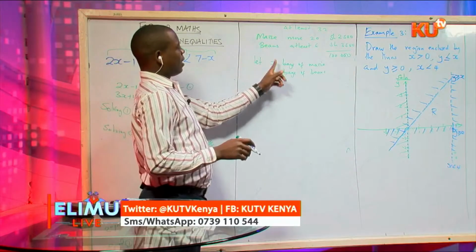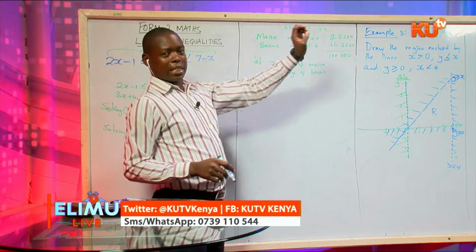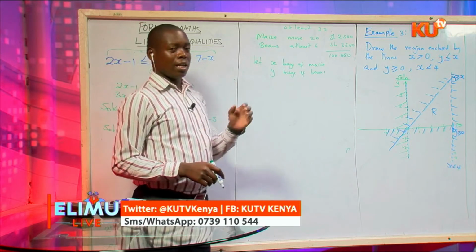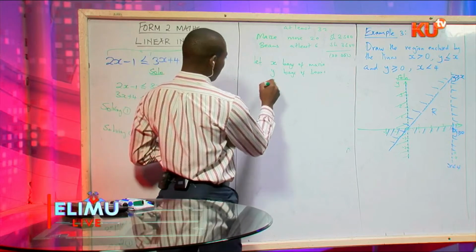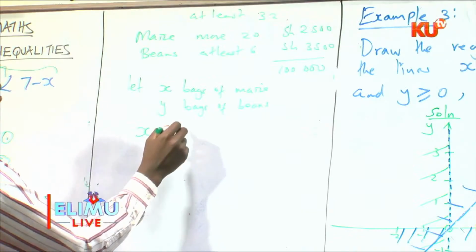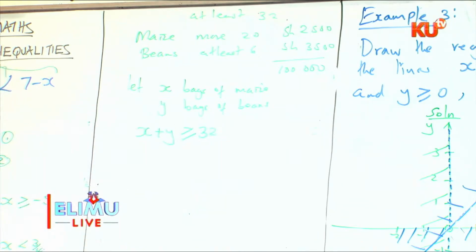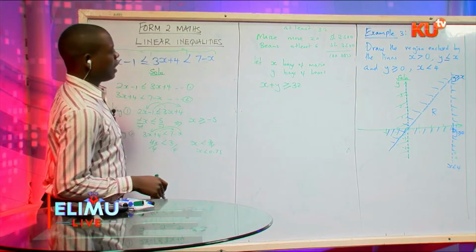So if we are buying X bags of maize, and in total we need to have at least 32, at least here means 32 or more. And so when you write, it means X plus Y should be greater than or equal to 32. That will be our first inequality, which is now bringing together the number of bags of maize and the number of bags of beans.